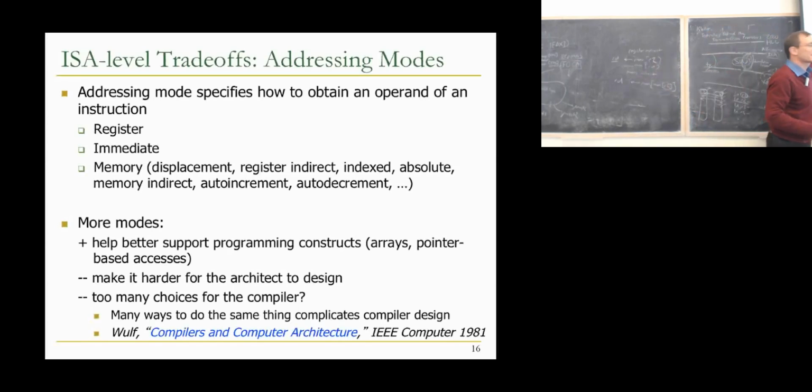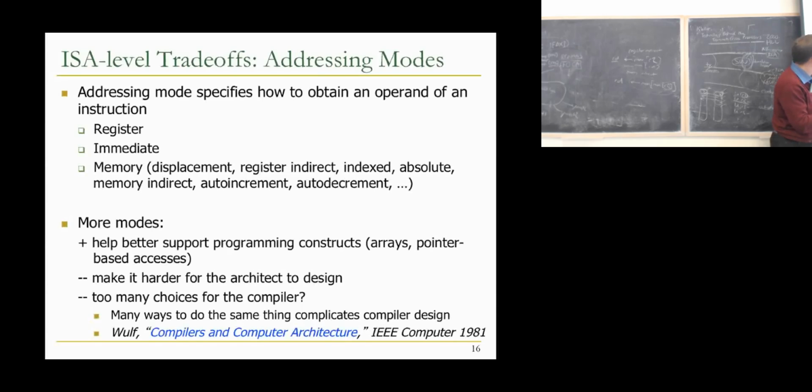The downside, it makes it harder for the architect to design, and perhaps it gives too many choices for the compiler. Right? That could be a double-edged sword for the compiler. If the compiler can do things in many different ways, which one should it choose? There needs to be really good guidelines for the compiler.